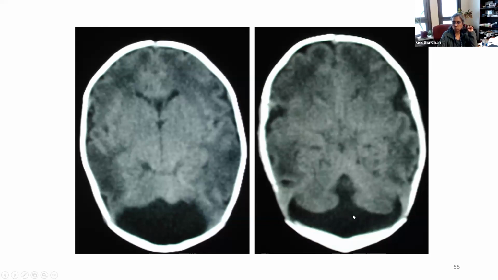But if you go lower down, you can see that the vermis of the cerebellum is not formed. So this is an example of a Dandy-Walker malformation. And this child grew up and ended up having hydrocephalus and a VP shunt, which needed to be put in later on for the decompression. So this is a Dandy-Walker malformation, which is a malformation of the posterior fossa. So that was about the neuronal proliferation.